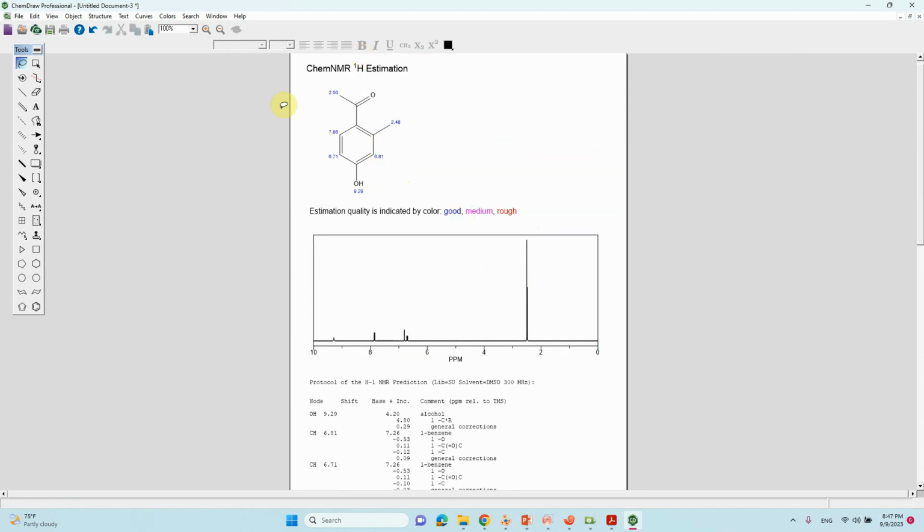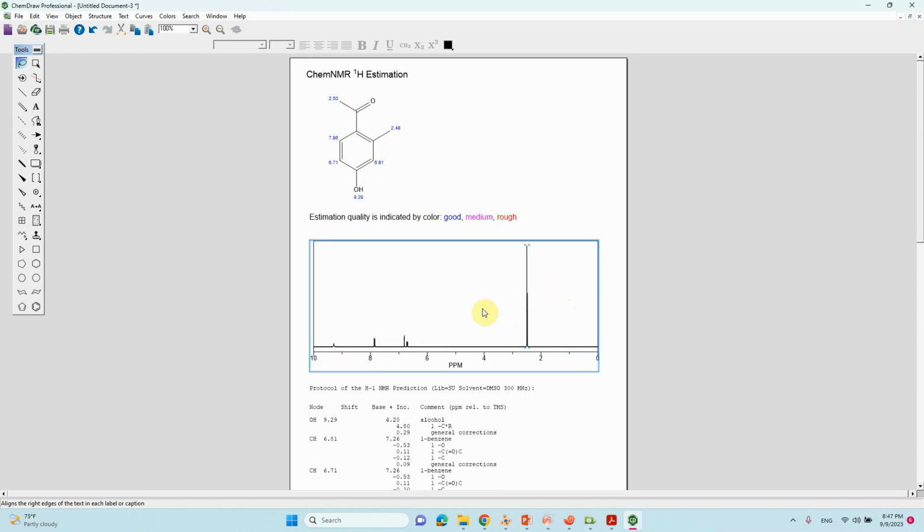This is the chemical shift value. If you click this, the blue color will highlight here. This corresponds to the OH peak. This is the CH peak. Like that you can also check your signals, 6.81. These are the two CH3 peaks. Like that you can compare.